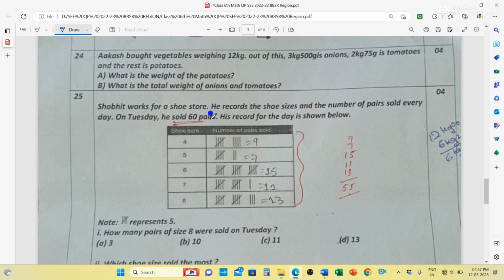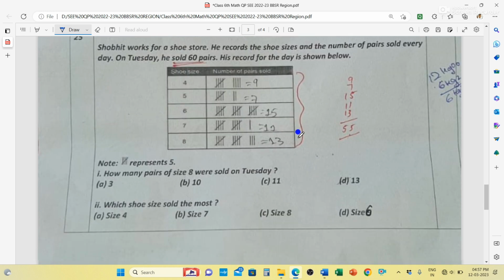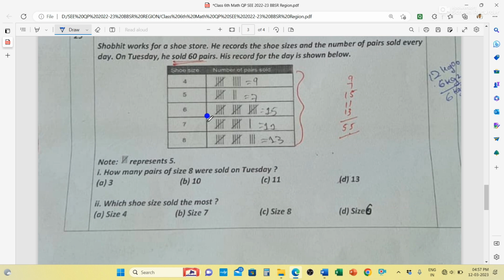Sobit works for a shoe store. He records the shoe sizes and the number of pairs sold every day. On Tuesday, he sold 60 pairs. His record for the day is shown below. Okay, this is a tally mark. Note, this represents 5. How many pairs of size 8 were sold on Tuesday? Size 8: 5, 5, 10 plus 3, 13.